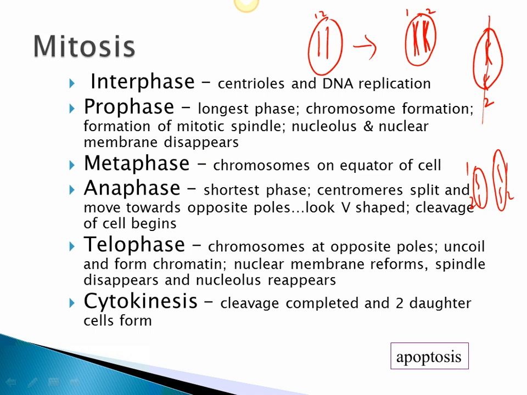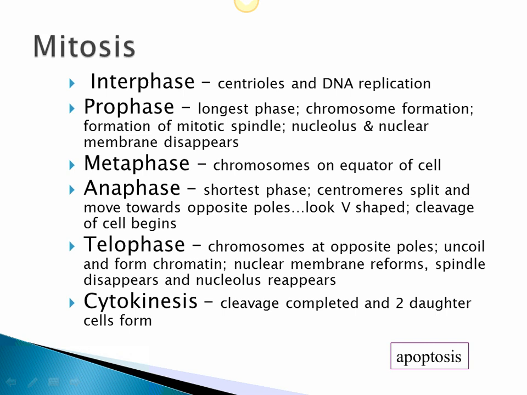So let's see the phases that we have. Once the DNA has duplicated or replicated and the centrioles have also replicated, the first phase is called prophase. It's the longest of the phases. Now you want the nucleus to divide. The chromosomes become really prominent. You can see them. They're short and coiled. There's something called the mitotic spindle which forms. And the nucleolus and nuclear membrane disappear, because if the nucleus has to divide, you need the membrane to disappear. Otherwise, it will constrict it. In the second phase, called metaphase, the chromosomes lie on the equator of the cell.